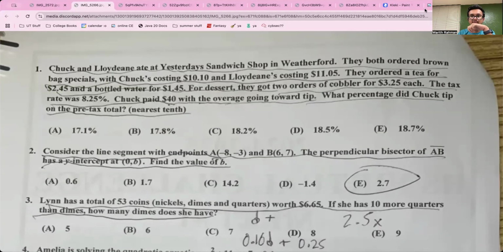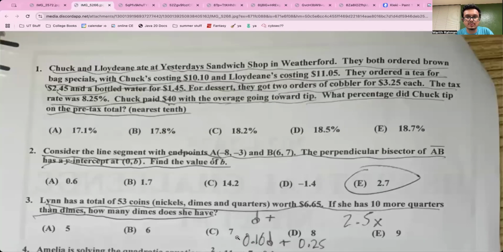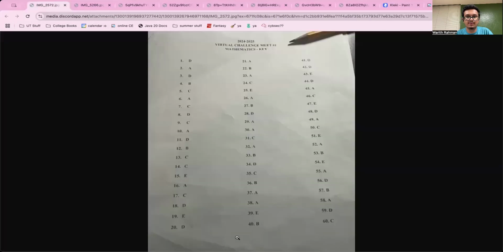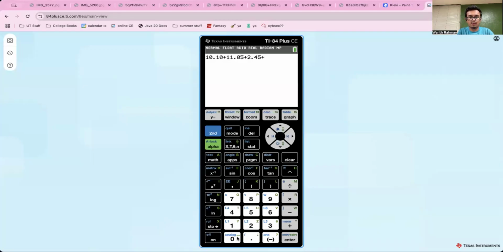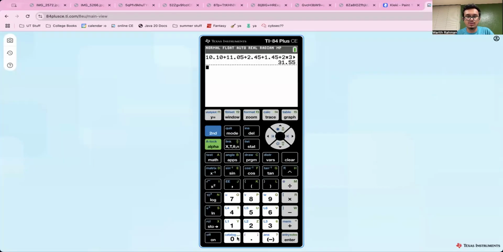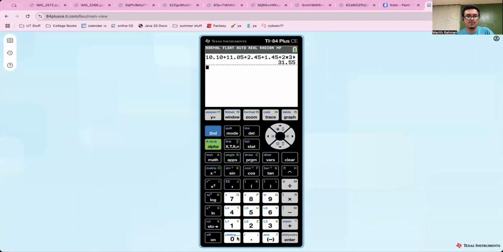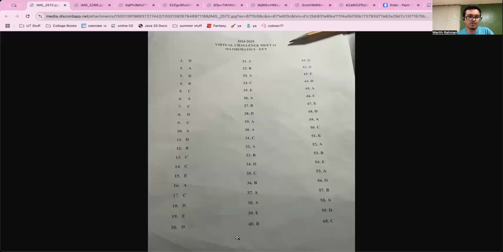So we have 10:10 and 11:05. I need to like move my face out of the way on this. So we have 10:10. Oh my God, 10:10, 11:05. What else do we got? 2:45, 1:45, plus 2 times, I believe it was 3:25. Yes. Okay. So this is our pre-tax total. And it says that the tax was 8.25%. So multiplying this by 1.0825, this is how much the meal actually cost.